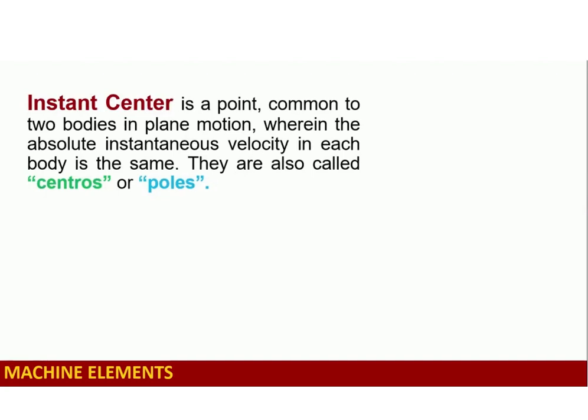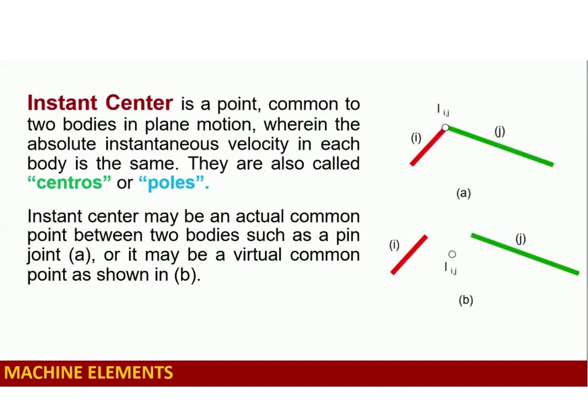So what is an Instant Center? An Instant Center is a point common to two bodies in plane motion, wherein the absolute instantaneous velocity in each body is the same. Instantaneous centers are also known as centros or poles. As you can see in the presentation, instant center may be an actual common point, such as found in A, or it may also be a virtual common point as shown in B.